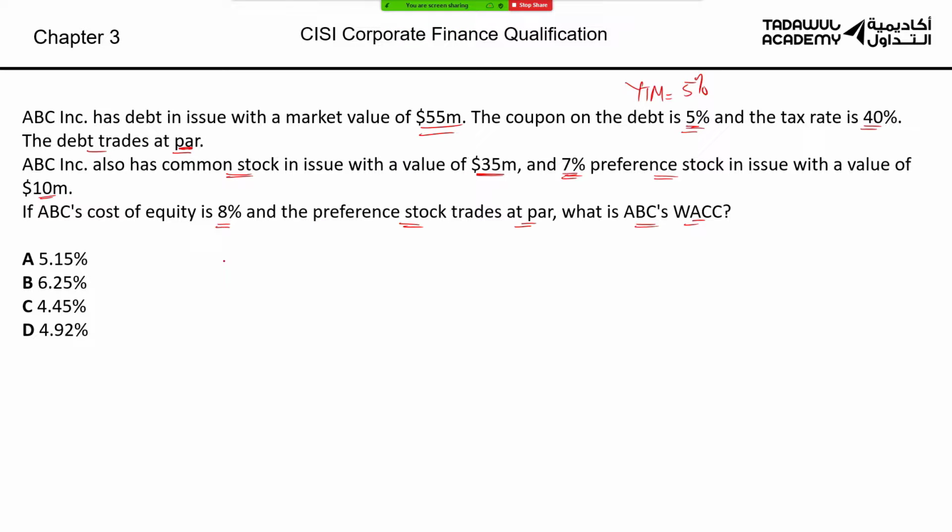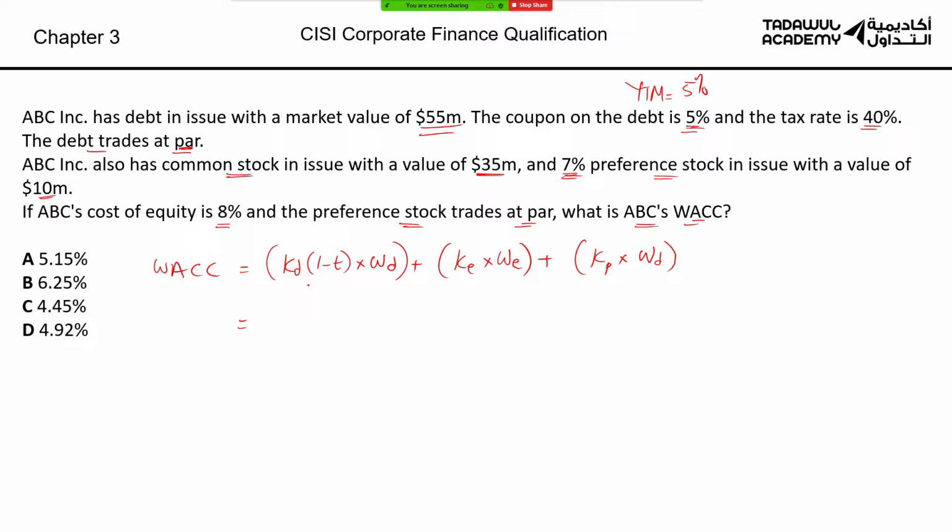Let's solve it together. The weighted average cost of capital equals the cost of debt, accounted for the tax savings, tax relief, times the weight of debt, plus the cost of equity times the weight of equity, which is the expected return. Cost of equity is the expected return. And here we have preference shares, so we just have to put the cost of preference shares times the weight of preference shares.